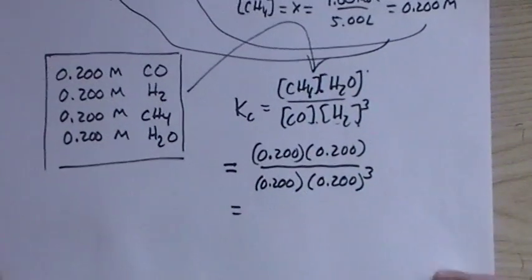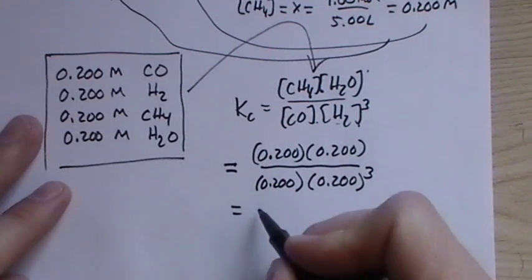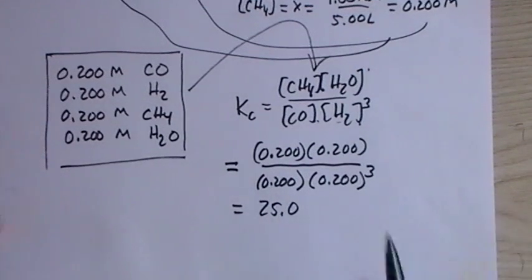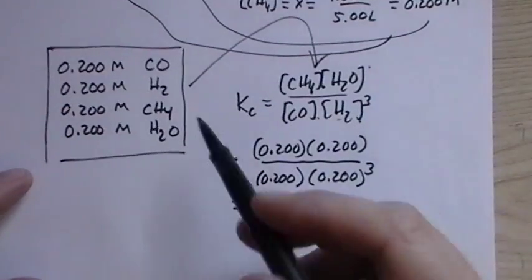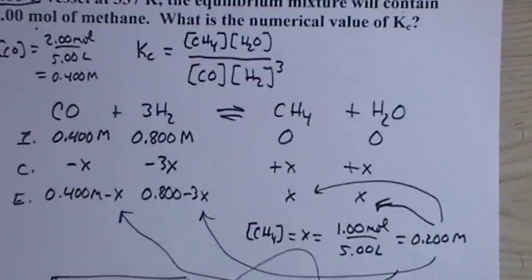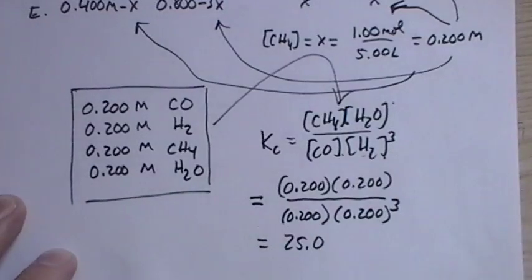If you don't carry them through, and you do try it, you'll just see that it gets to be pretty intensely complicated. And this turns out to be 25. Let me double check that. Times. Yep. And we get 25.0. So we went through, found all the concentrations, and then we had to put it into this final value.